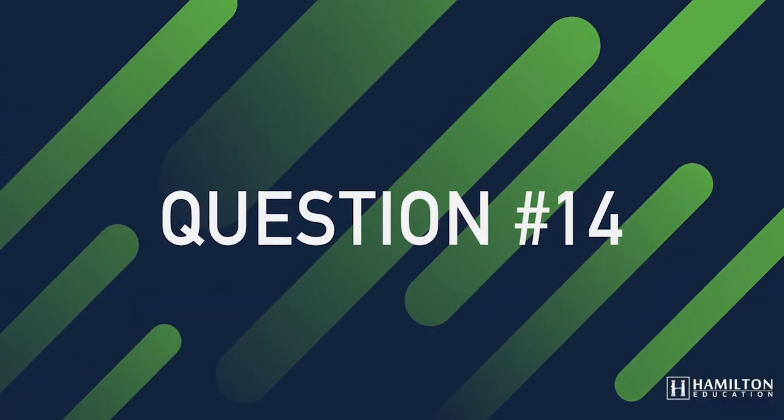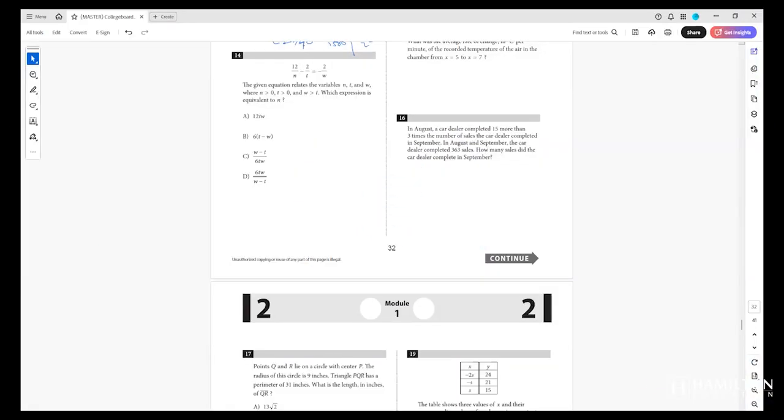Question number 14. Given the equation above, 12 over n minus 2 over t is equal to negative 2 over w, and t and w are variables, so they're not constants. n is positive, t is positive, w is more than t, okay? Which expression is equivalent to n?